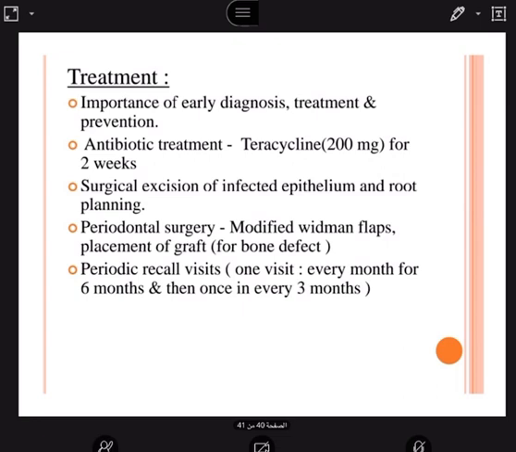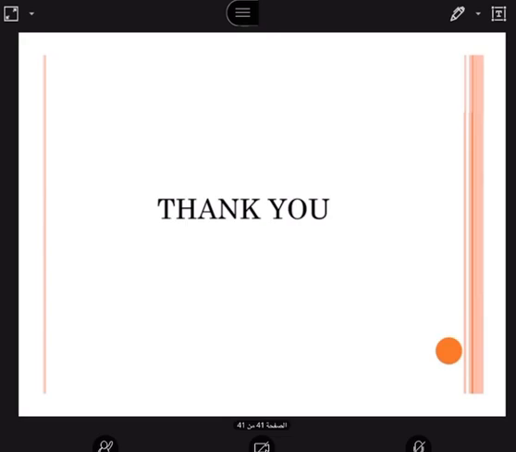And periodic recall, one visit every month for 6 months, and then once every 3 months as the disease is getting better. Okay, so that was with regard to the gingival and periodontal conditions.